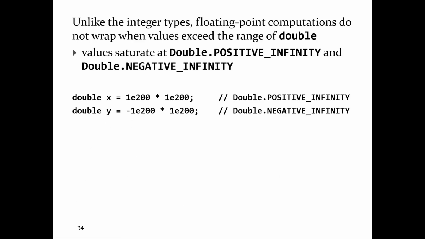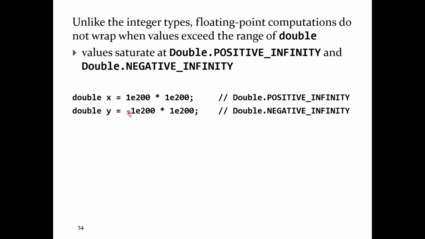Okay, so if I perform some calculation involving doubles and the result exceeds the range of double, then you don't get overflow. Instead, you get what's called saturation. Values saturate at positive infinity and negative infinity. So if I take two very large positive double values and multiply them together, I should get 10 to the power 400, which is bigger than Double.MAX_VALUE. So instead of wrapping around, we end up with Double.POSITIVE_INFINITY.